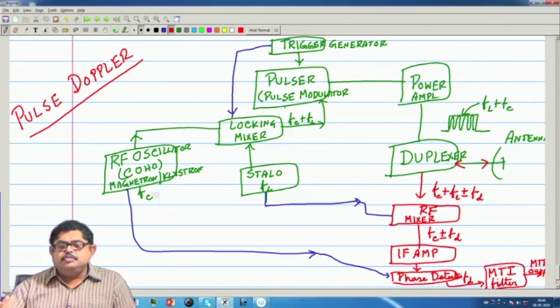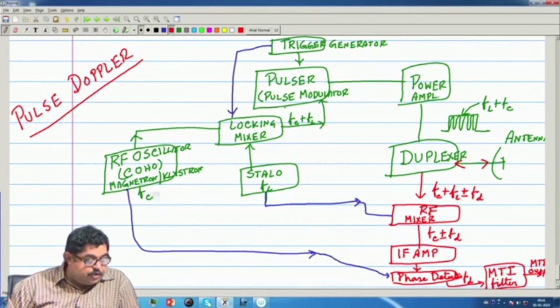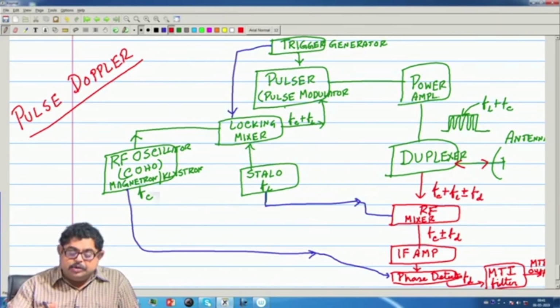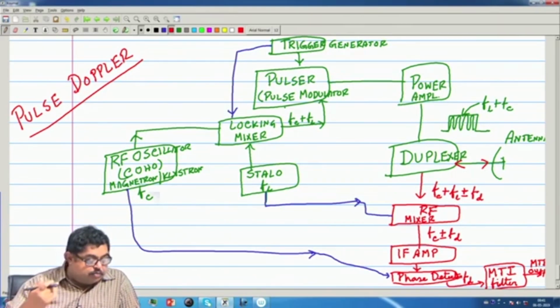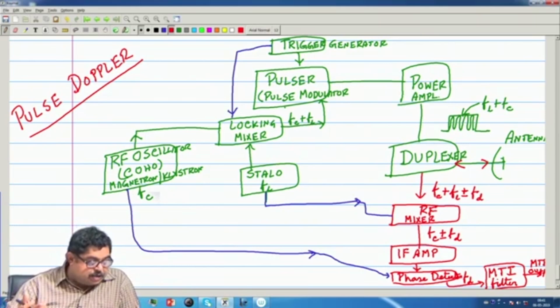So, usually this duplexer may be a circulator, may be some tear tube; modern day tear tube technology has improved. So, you can have a tear tube. Now, the RF oscillator is usually a magnetron, but presently the power amplifier is inbuilt with this, and so it is Klystron or TWT, etc.